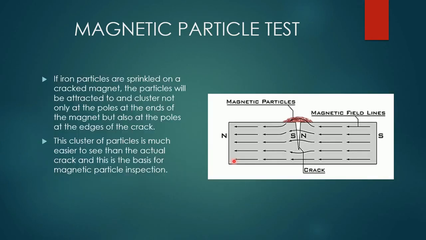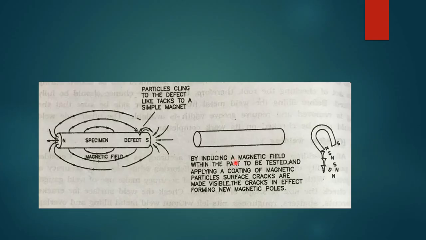So let's see the new figure. If there is any discontinuity, just like this, in the material between two poles, meaning north pole and south pole, then another north pole and south pole come into existence. That means at this point there will be a north pole, and at this point there will be a south pole. So due to that, the lines of magnetic force do not remain continuous. You can see the lines of this magnetic field do not remain continuous. So there will be a leakage of flux due to this particular defect.